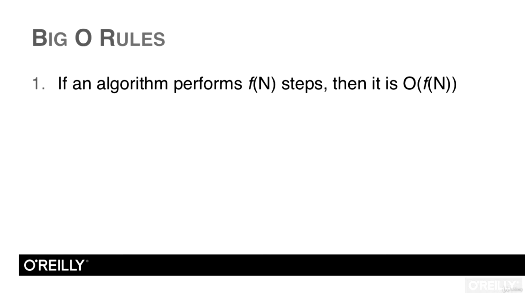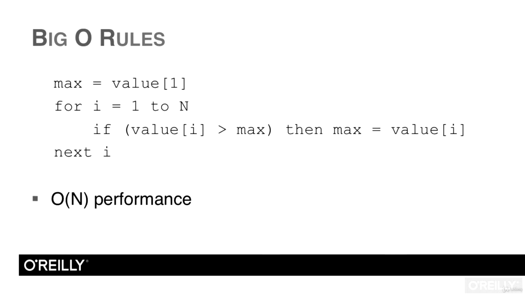For example, suppose you want to find the largest number in an array of values using this simple algorithm. The algorithm initializes the variable max to hold the first value in the array. It then loops through the array of values. If it finds a value larger than max, it updates max to hold that value. For an array containing n items, the loop performs n steps. That means this algorithm has order n behavior. Here the function is simply the linear function f of n equals n.